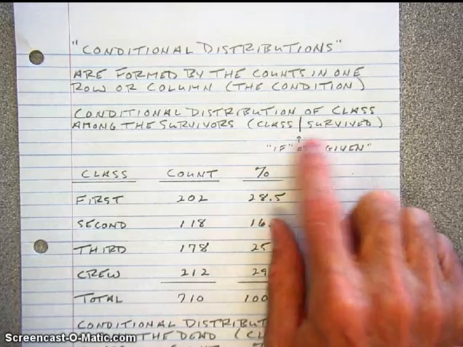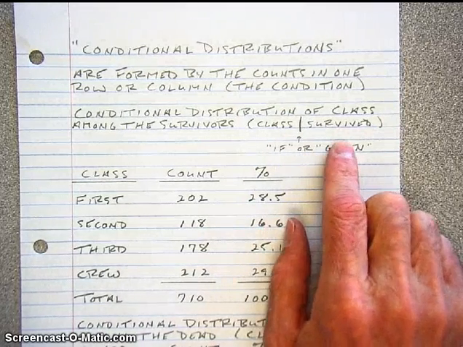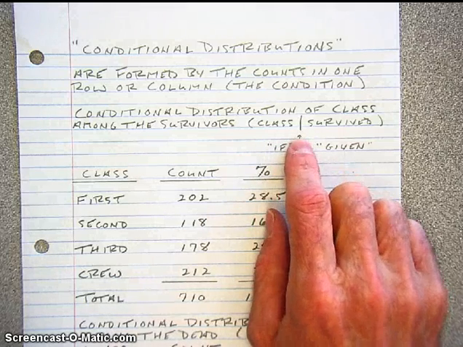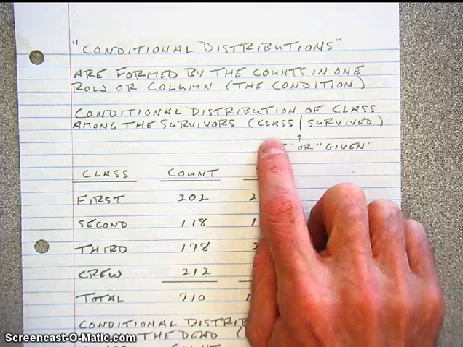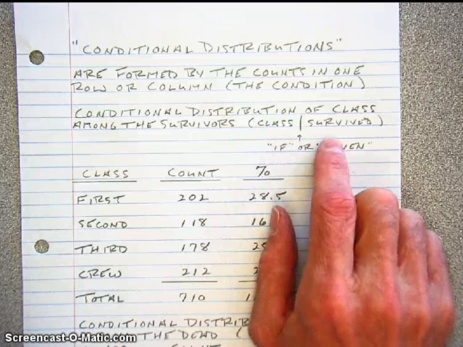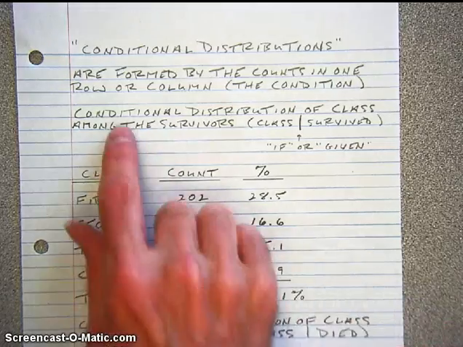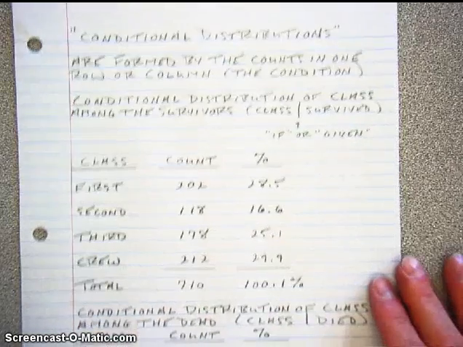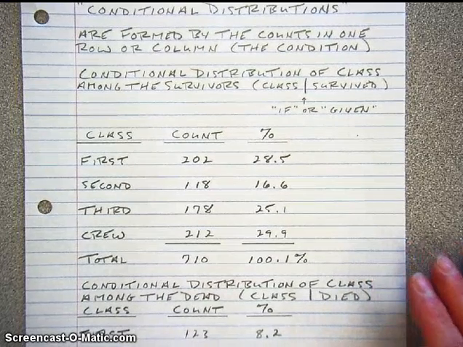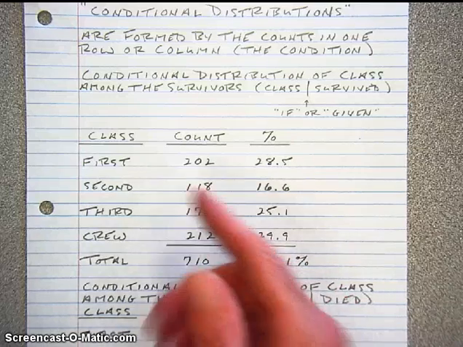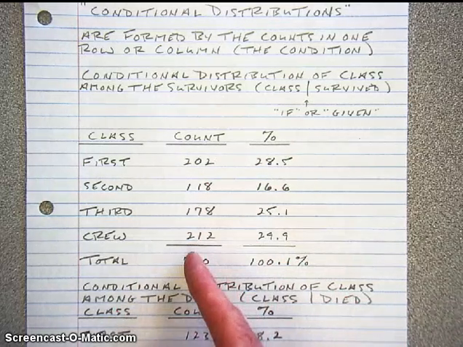And you might see this kind of notation a lot. I know you'll see it later on when we do probability. This little line in here means if or given. So this is class if survived, or class given that someone survived. So we have a conditional distribution of class among the survivors. And all this is the counts from the column of survivors. That's all that is.